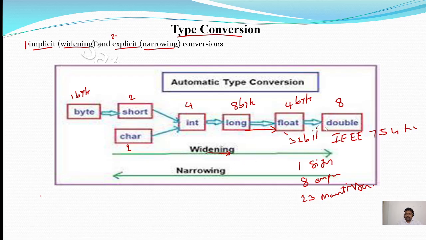Here the reverse, that means double is converted into float type, float is converted into long type, long is converted into int type, and int is converted into character type. Here it is a narrowing conversion. So why is it narrowing and widening? What is the meaning of that? What is implicit and explicit? Now you can see a simple example, then you can understand.